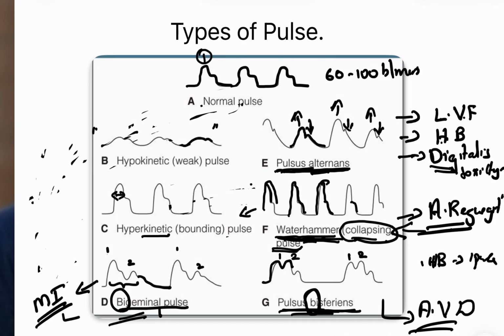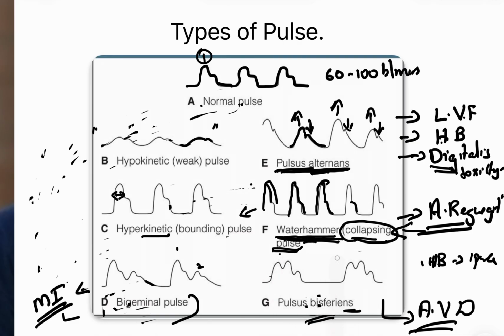So remember the difference between bigeminal pulse and bisferiens pulse. In bigeminal pulse, or pulsus bigeminus, two heartbeats are very close, but they are still two heartbeats that are heard. The thing is they are very close. But in the case of bisferiens, we can palpate two pulses in one single heartbeat. So that is the difference between pulsus bisferiens and pulsus bigeminus.